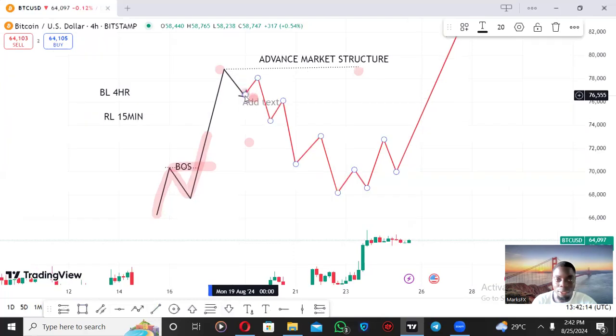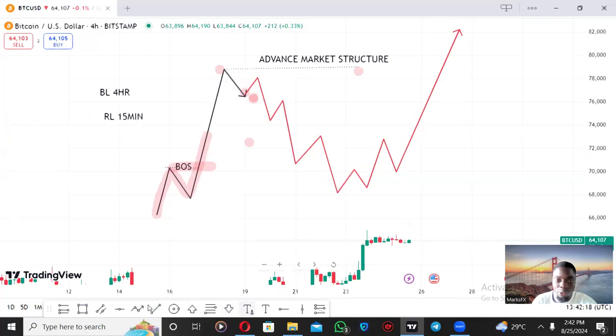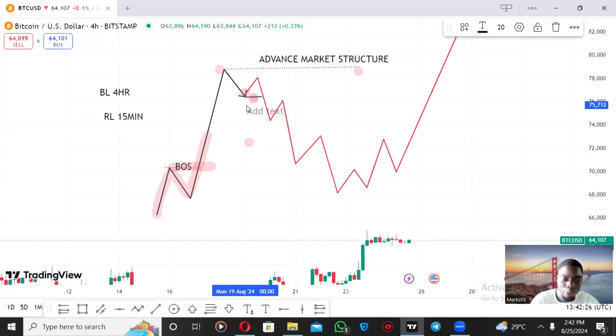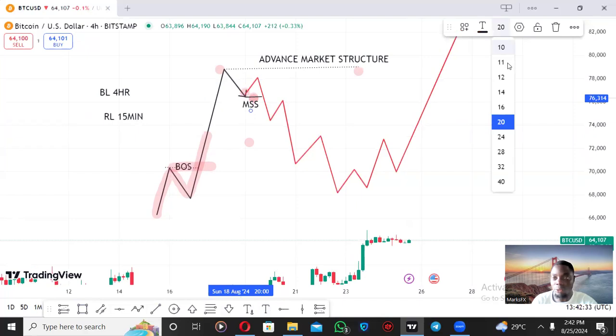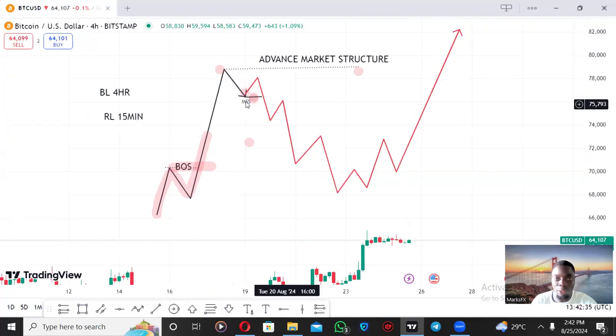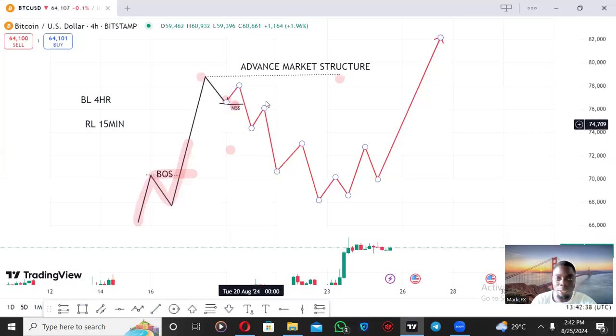So that place is what we call a shift in market structure. Before ever price will fail to move up higher, it will give you a shift in market structure. Those of you who don't know what it is, go to YouTube and type shift in market structure and you'll see a lot of explanation there. I don't want to go into that. And what happened? You see price pulled back and then started falling, right?